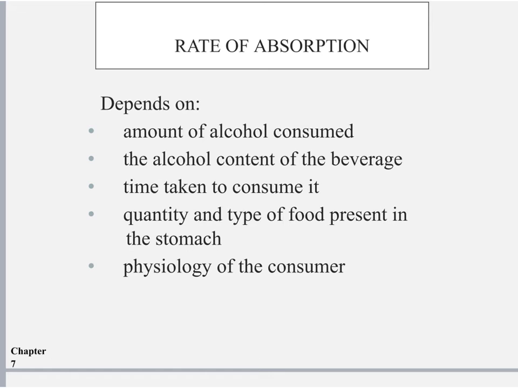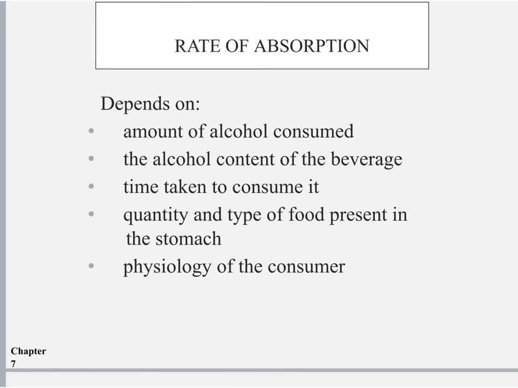So how fast your body actually absorbs that alcohol is dependent upon a handful of things. Obviously, the amount of alcohol consumed and the alcohol content of the beverage. A beer is typically anywhere from 3 to 6% alcohol, whereas wine is greater than that, and then even more than that would be liquor. Also, how long it took to consume it. For example, drinking one beer at dinner over 30-40 minutes versus drinking one beer in 1 minute, the absorption rate is going to be a lot faster the quicker that you drink it.